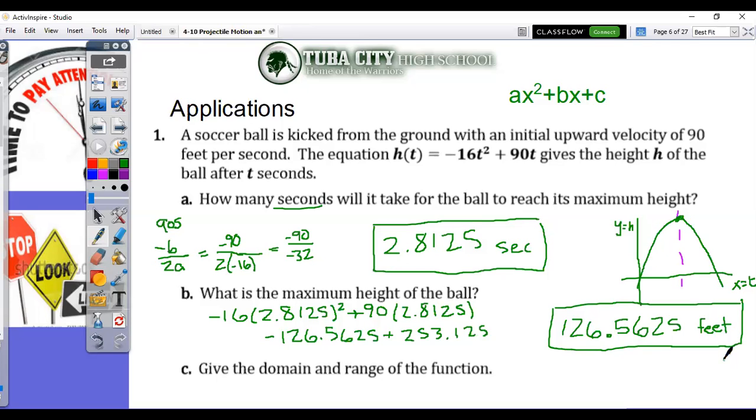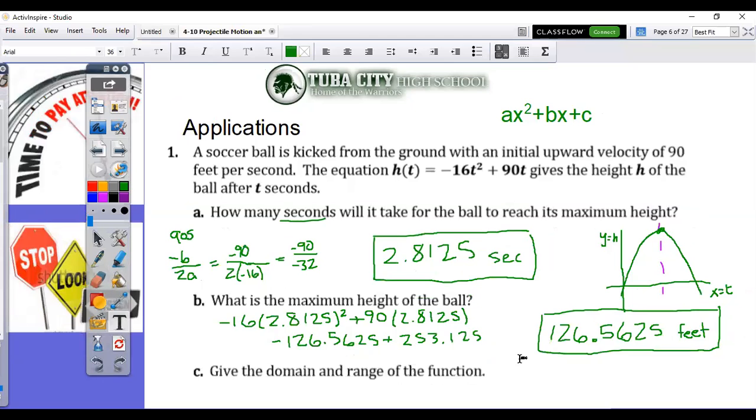Like I said, most people who were able to calculate the height would just say 126 feet, or maybe they might even round it to 127. Or if they were trying to be precise, they could say 126 and a half feet. Okay, but this is accurate enough. So let's go ahead and move on to the last portion of this problem, and we are going to give the domain and range. So domain, and remember that domain means the x values.